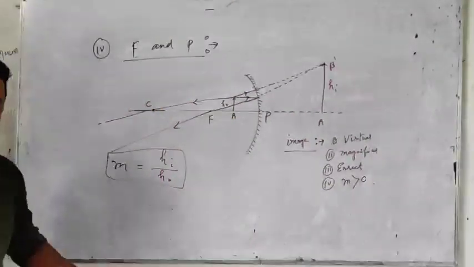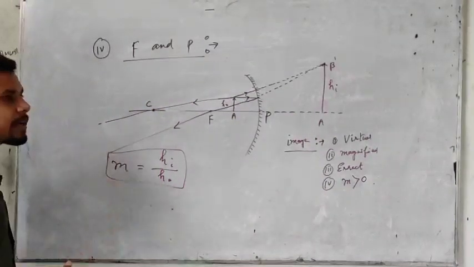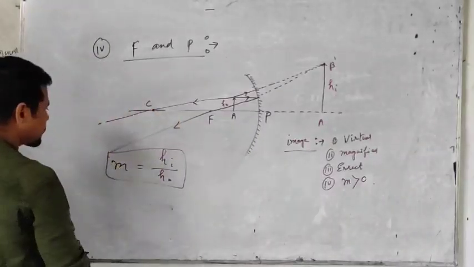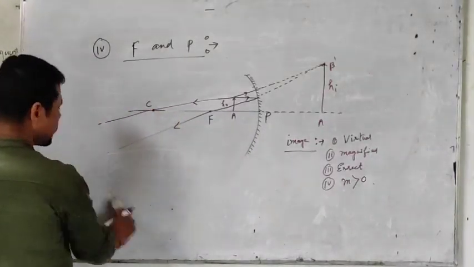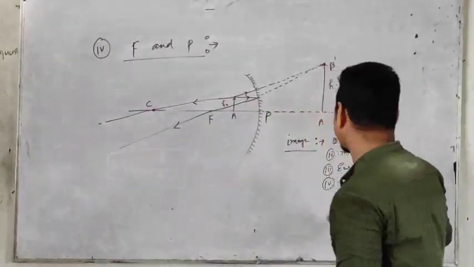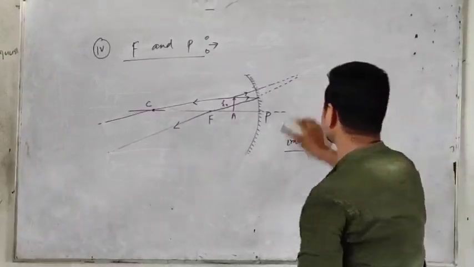Greater than 0. But the magnitude of the magnification will be very, very greater than 1. Or you can say greater than 1. So clear? So these are the images formed in concave mirror. Okay. So next we check for the convex mirror.